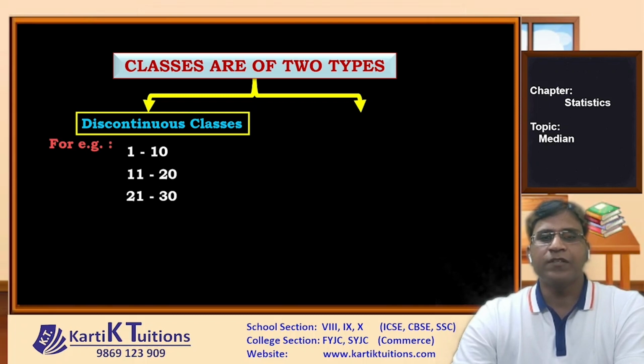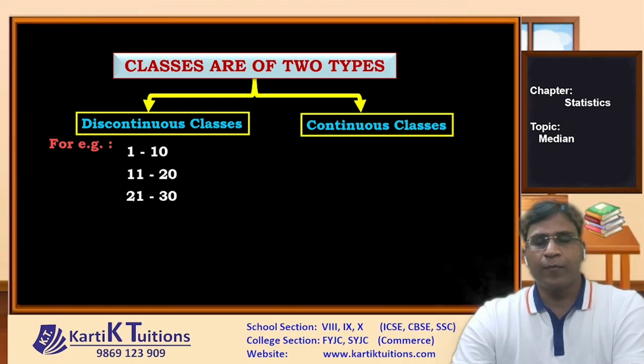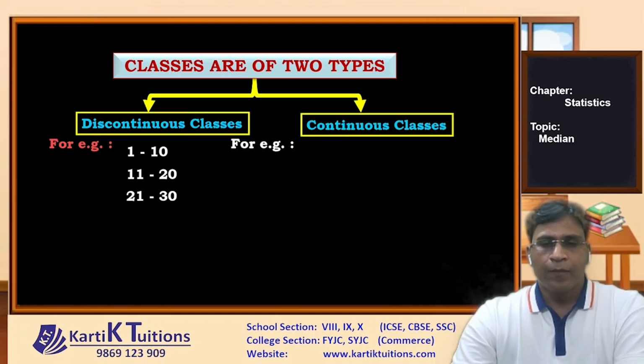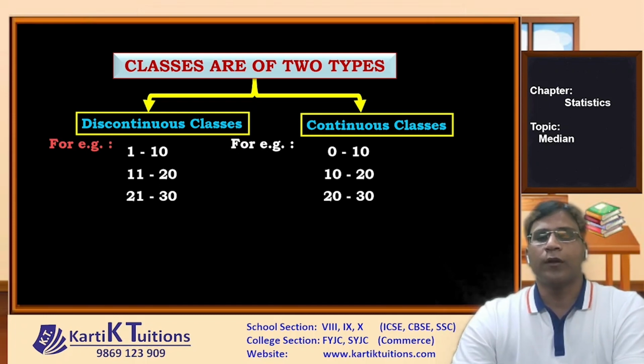Now the second type is continuous classes. You'll understand better with the help of an example. Now in this example, it is 0 to 10, 10 to 20, 20 to 30. If you observe, the upper limit of the first class is the lower limit of the second class. The upper limit of the second class is the lower limit of the third class. But in the first example, it is not so. So this is the basic difference between discontinuous classes and continuous classes.